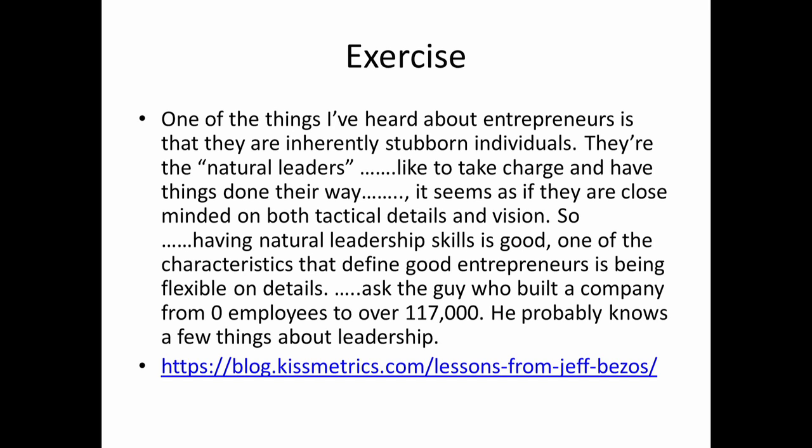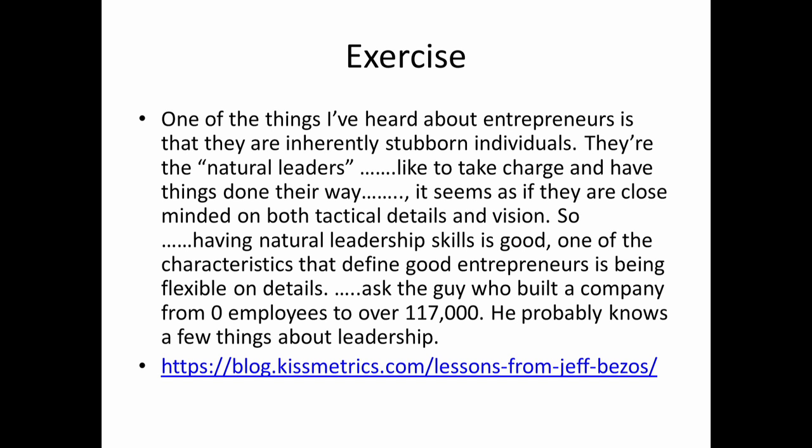One of the characteristics that define good entrepreneurs is being flexible on details dash. Ask the guy who built a company from 0 employees to over this much, he probably knows a few things about leadership. And here are your answers: who, in this sense, while, and just.